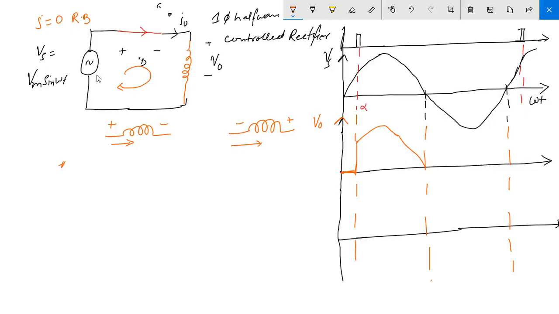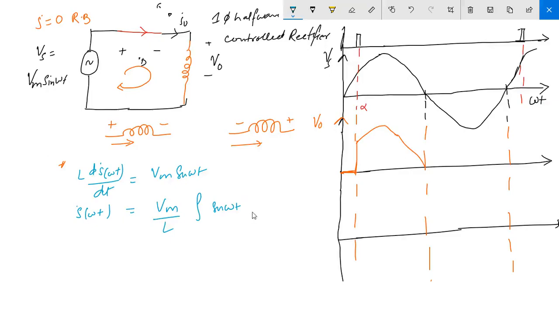So for this period when the SCR is on, let us write the equation. What I can write is L dI of omega t by dt is equal to Vm sin omega t. And if you integrate it, I can write I of omega t equals Vm by L integration sin omega t dt.